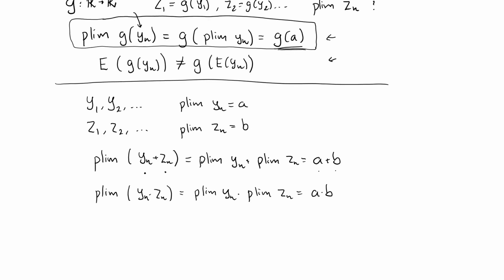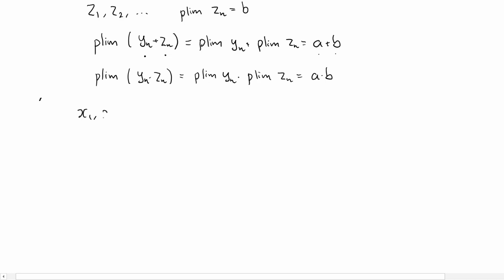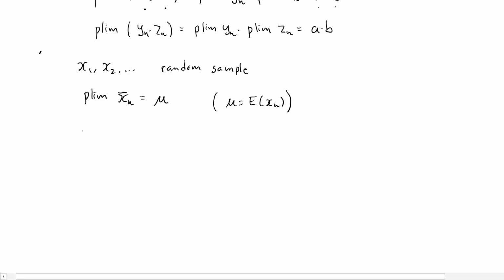So let's do one example from the most important plim rule, this one. Let's say that x1, x2 and so on is a random sample. Then I know that the probability limit of the sample mean sequence is exactly mu, where mu is the expected value of xn. So what would be the probability limit of the square of the sample mean? The answer is plim goes inside, so that's the square of the probability limit of xn bar. That is, it will be equal to mu squared.